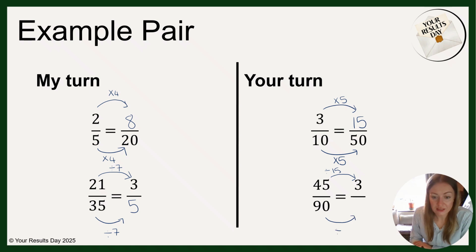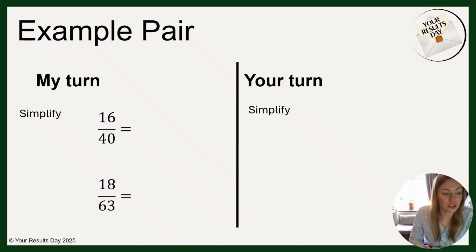And so 90 divided by 15 is 6. So this one would be 3 over 6. We then have questions asking us to simplify, so it's very important we get our answers in their simplest form.